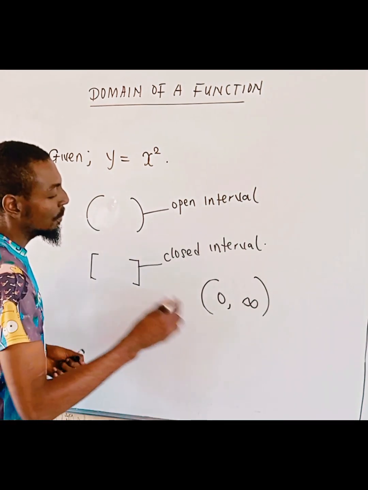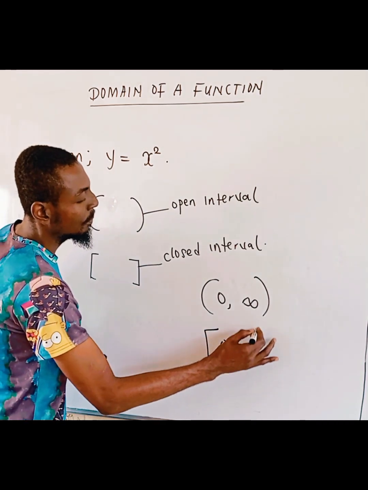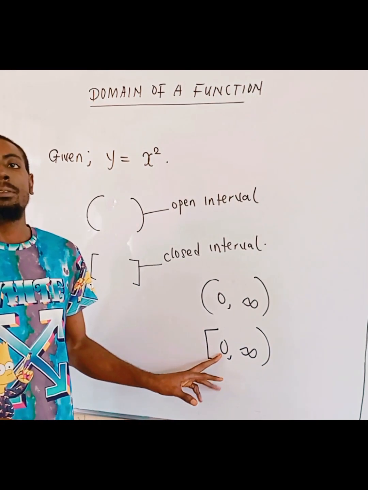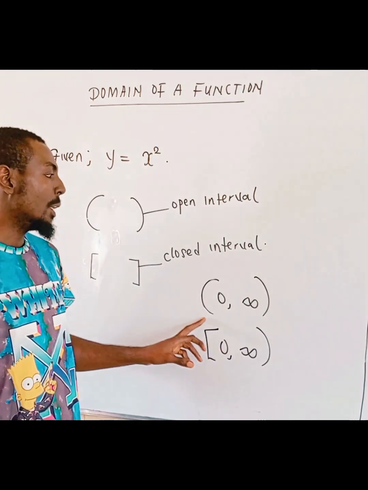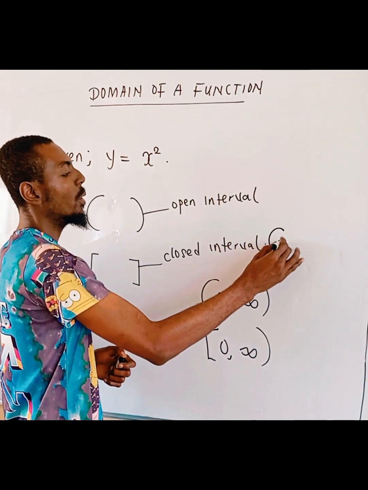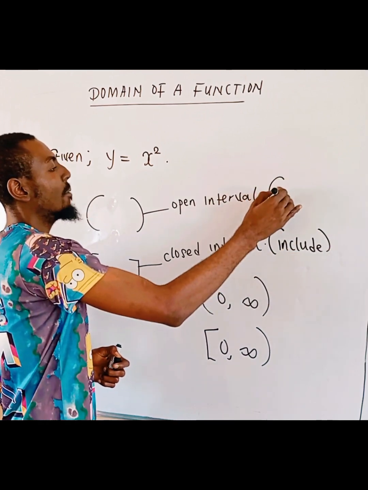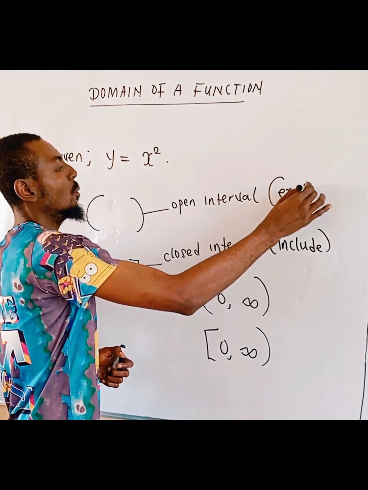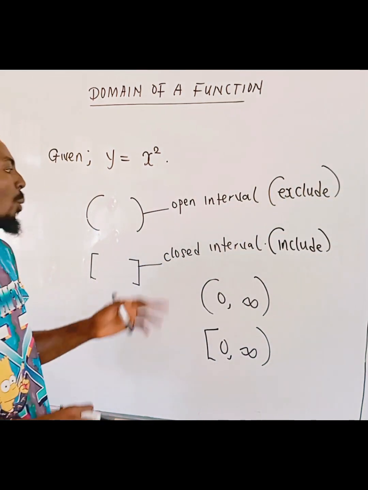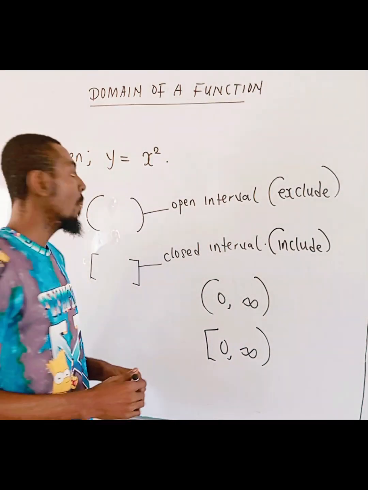But if I have a domain of a function as [0, infinity), this means all positive real numbers including 0, meaning that we use closed interval when we want to include, and we use open interval when we want to exclude. So exclusive is for open interval while inclusive is for closed interval.